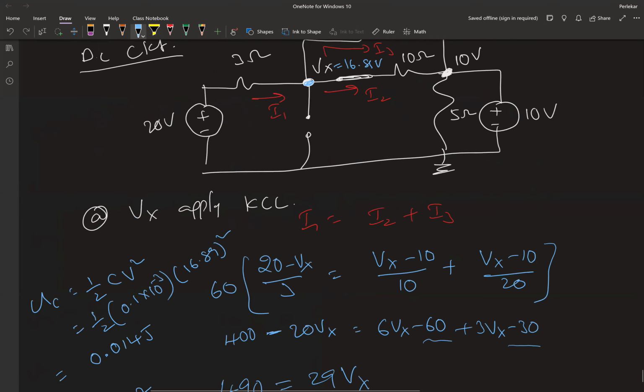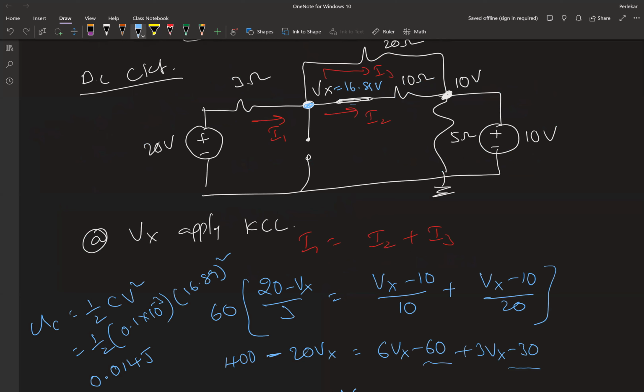And the energy stored in the inductor is half L i squared. What is the current passing through this inductor? I labeled it as I2. I2 equals Vx minus 10 over 10. That gives 16.89 minus 10 over 10, which is 6.89 over 10, which is 0.689 ampere.